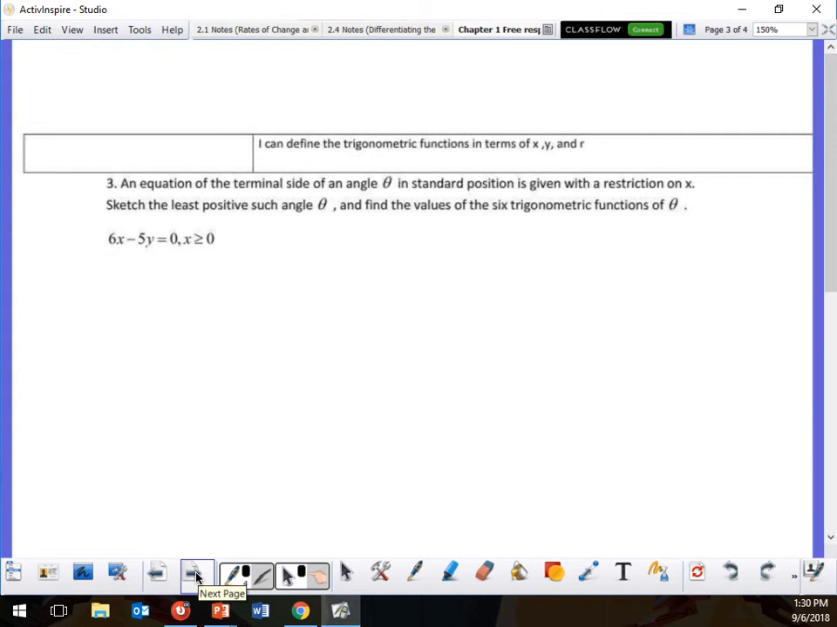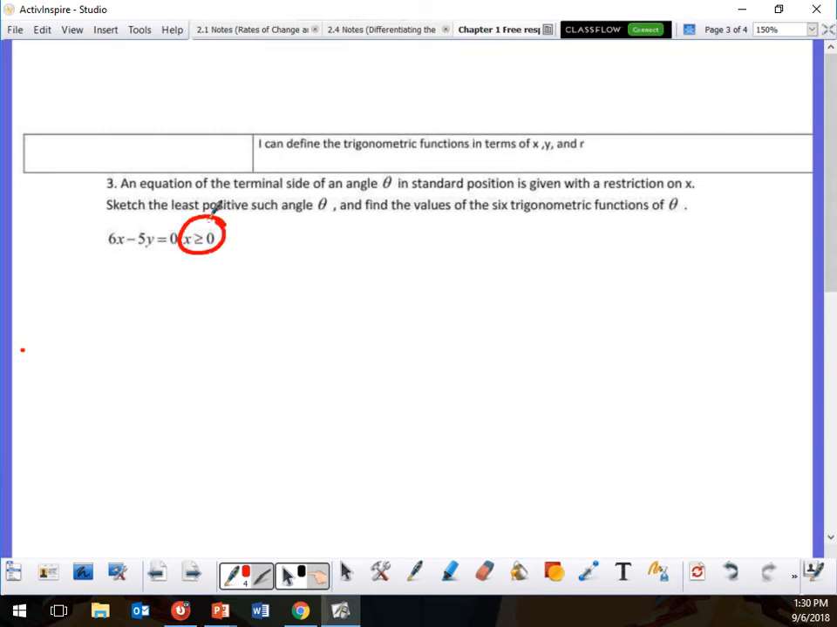Number 3. Number 3, an equation of the terminal side of an angle theta in standard position is given to you with the restrictions on x. Sketch the least positive such angle theta. Find the values of the 6 trig functions of theta. Now, I told you guys when we were doing this that we have to go through and figure out an x and a y value to make this work. This right here says what?